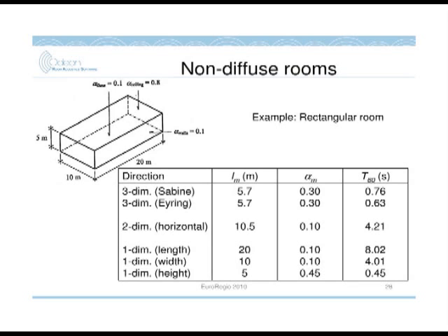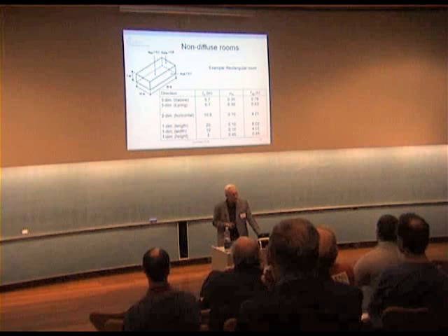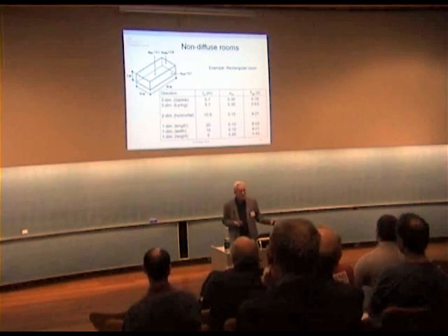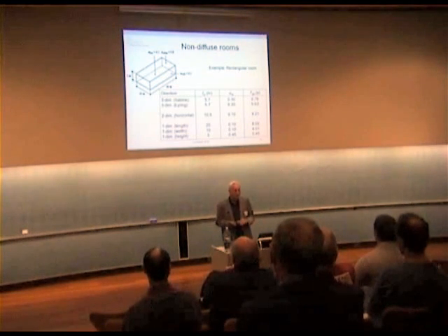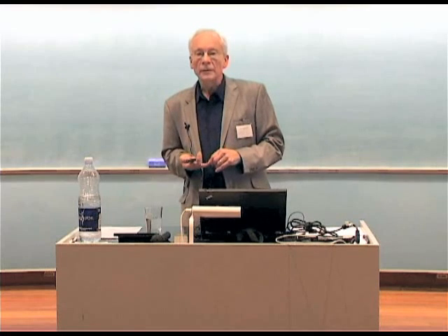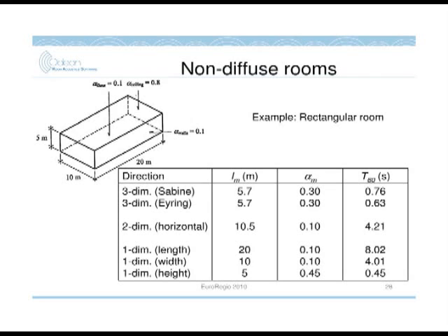Then we can calculate the mean free path, and we can calculate the reverberation time according to Sabine, which is 0.76. According to Eyring, it is a little shorter. But the really interesting results come if we realize that there could be a two-dimensional sound field just propagating between the hard walls. Then we have a much longer mean free path and much longer reverberation time for these two-dimensional reflections, namely more than 4 seconds.